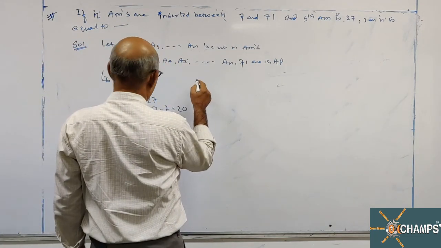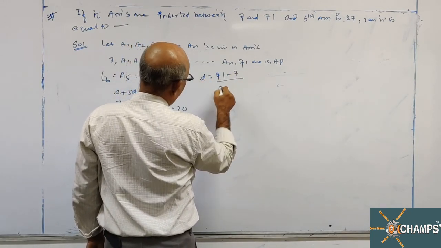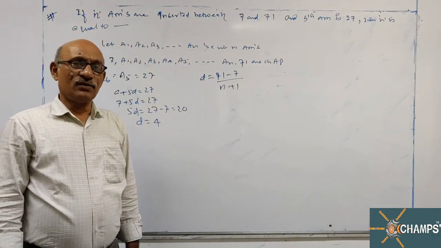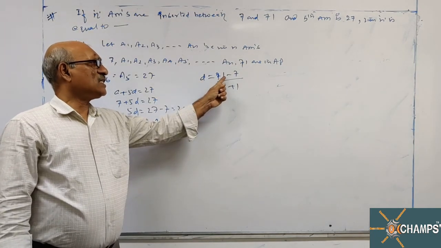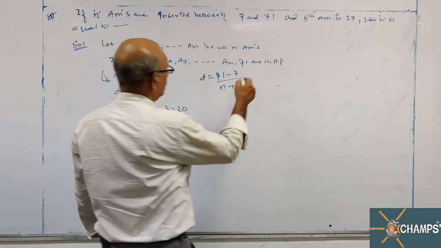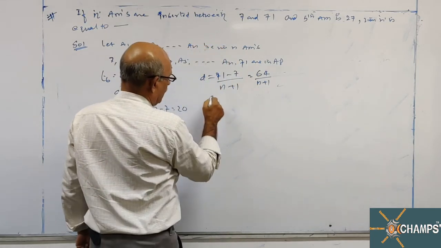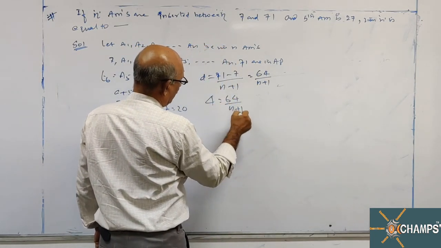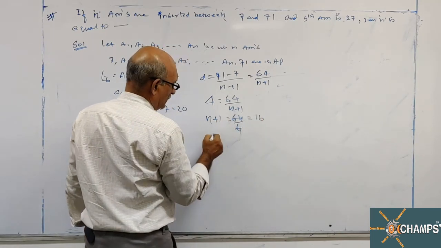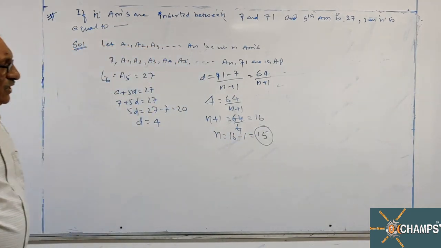Now, common difference is equal to last term minus first term divided by number of arithmetic means plus 1. 71 minus 7 means 64 by n plus 1. 4 is equal to 64 by n plus 1. N plus 1 is 64 by 4, 16. N is equal to 16 minus 1, 15. N value is equal to 15.